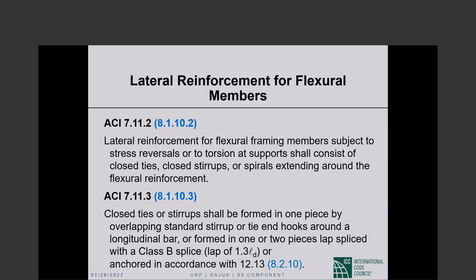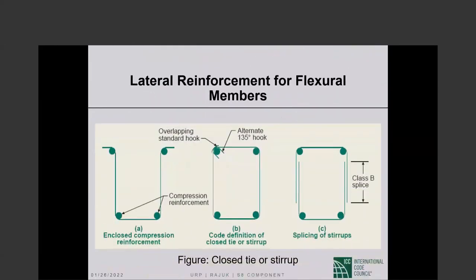not the stirrups. Okay. Closed ties or stirrups shall be formed in one piece by overlapping standard stirrup or tie end hooks around. So this is the story. Compression reinforcement is here. This kind of a stirrup would enclose the compression reinforcement. If we want closed transverse reinforcement, this is a way of closing the transverse reinforcement with 135-degree hooks.